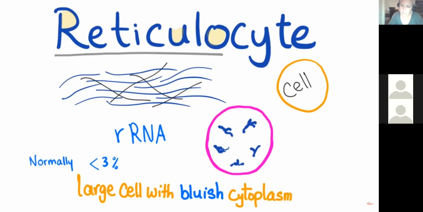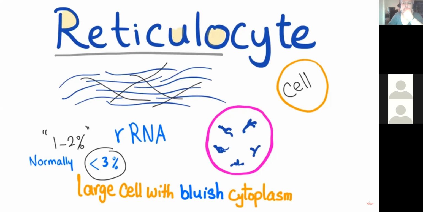Reticulocyte, a reticular cell, a network or a net-like cell. It has ribosomal RNA, which gives it a bluish cytoplasm appearance. Normal level of reticulocytes is 1 to 2%, or we can say less than 3% is considered normal. They are reported as a percentage, not a number.